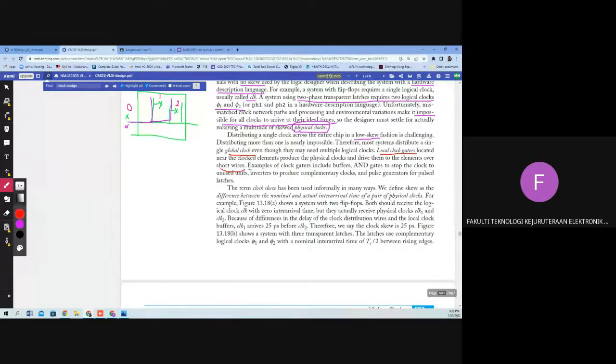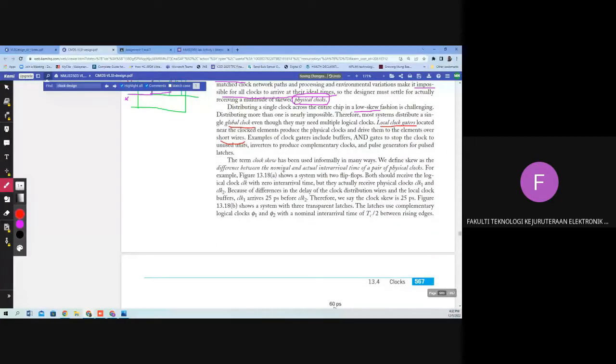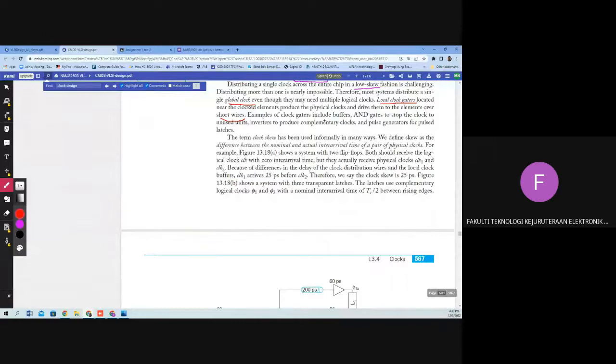So this is what we want to see in our example after this. Examples of clock gators include a buffer or inverter, like this one, a buffer, and an AND gate. The AND gate we normally see in what we call low power systems. We want to enable and disable the clock distribution to a certain area of our chip, so we use an AND gate. I think we discussed this last time, to stop the clock to unused units. That's what we call a low power design technique.